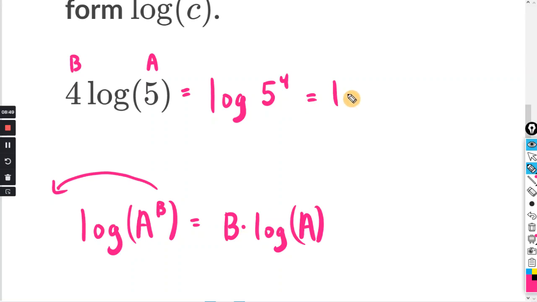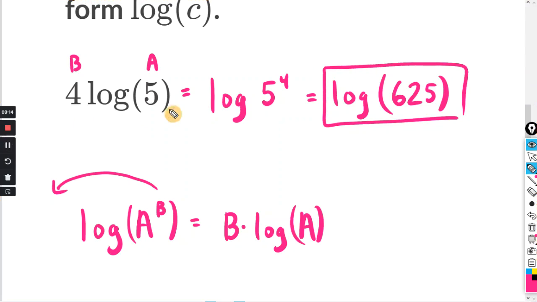Okay. And I don't know if they'll accept the answer like that, but just in case, let's see. 5 multiplied 4 times, that's 25 times 25. I think that's going to be 625. Let me check on my calculator real quick. Yeah, 625, so that's it.